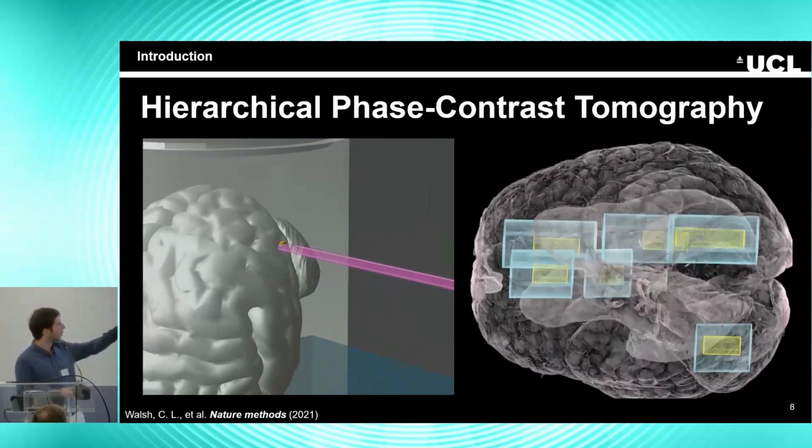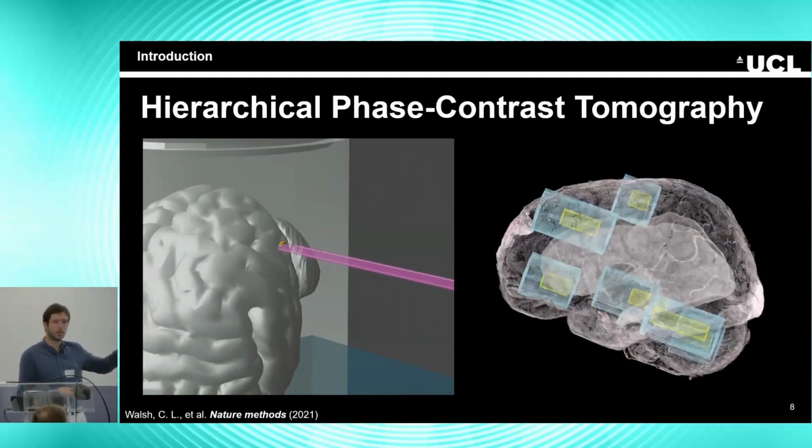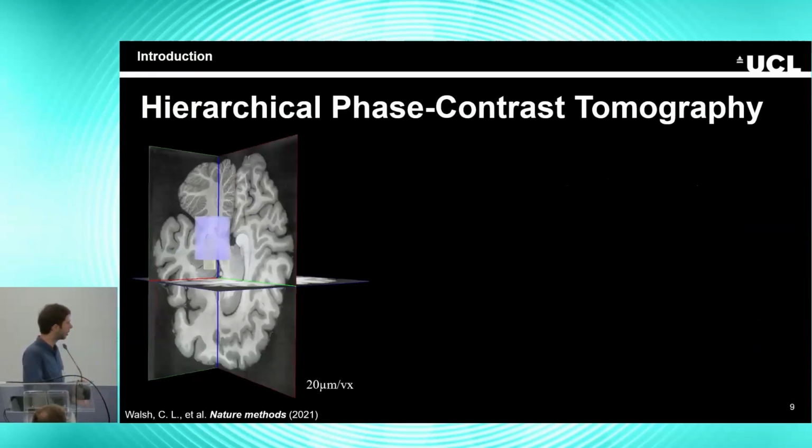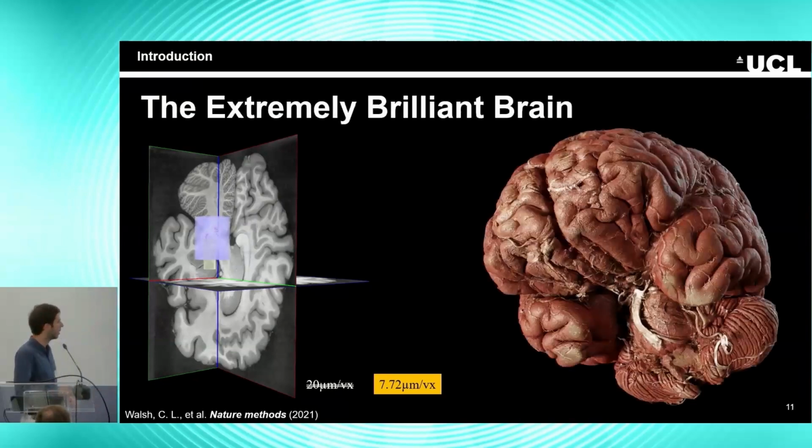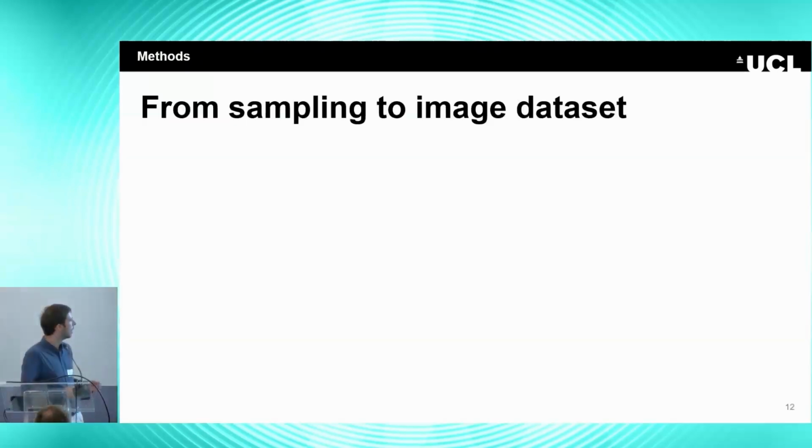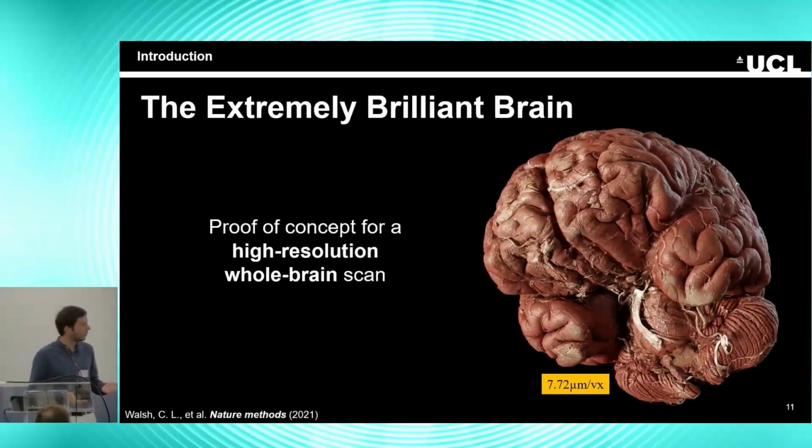For example, in blue we have the 6 micron resolution, and in yellow we have the 2 micron resolution. But in my case, I won't be talking about the 20 micron resolution. I won't be doing hierarchical phase contrast tomography here, but instead 7.72 micron resolution scans. This dataset is called the Extremely Brilliant Brain, a proof of concept for a high resolution whole brain scan.